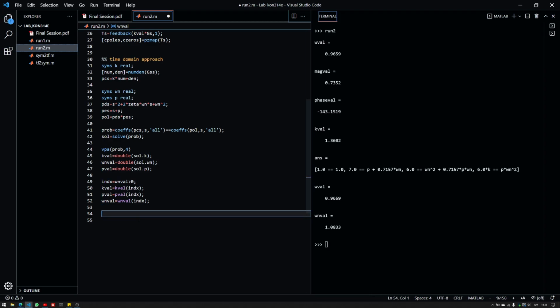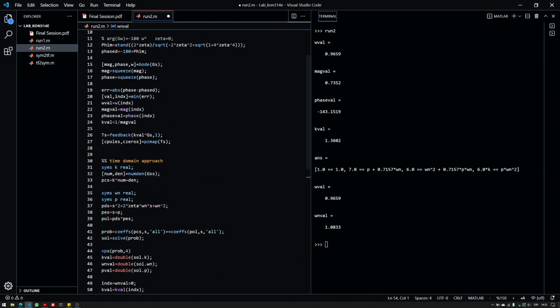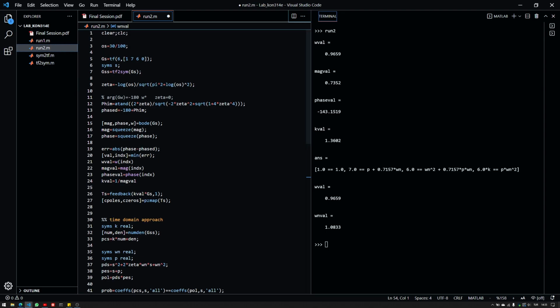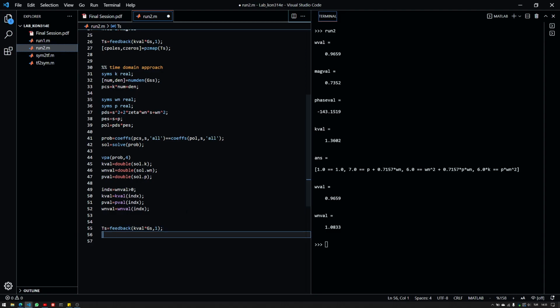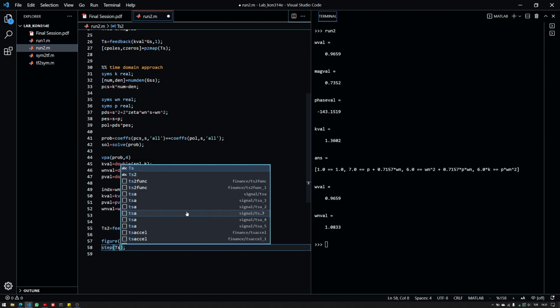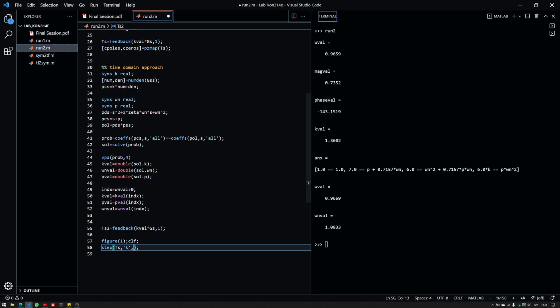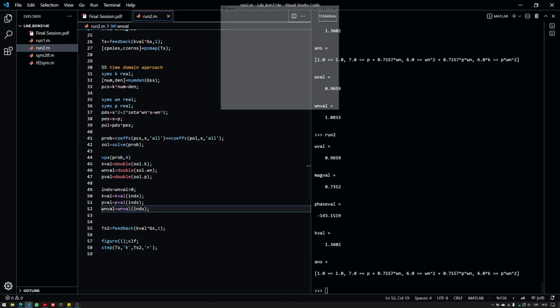So yeah, once we've calculated that, we might go ahead and use this k-val and create a figure where we have both step responses. Let's say step, maybe we should call it TS2. So yeah, TS comma black and then TS2 comma, let's say red. The red one is time domain, the black one would be frequency domain.